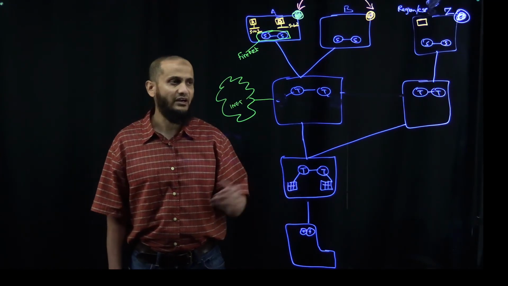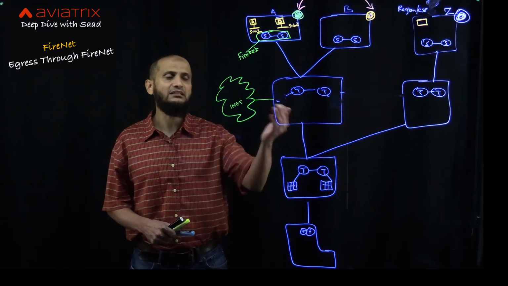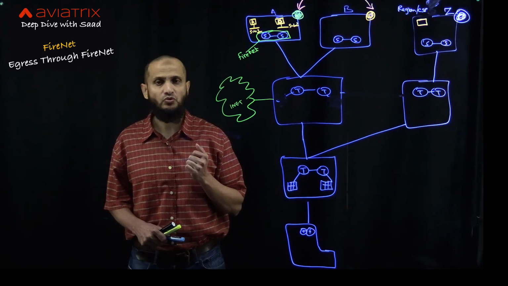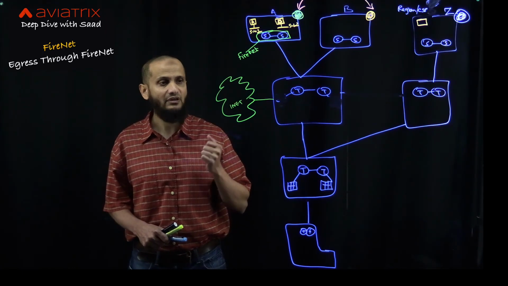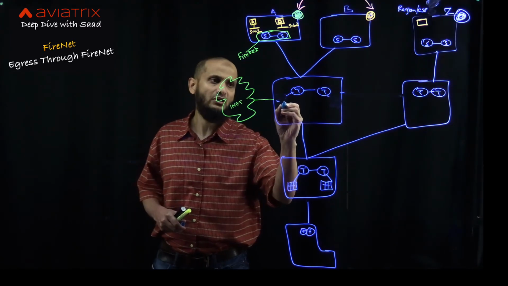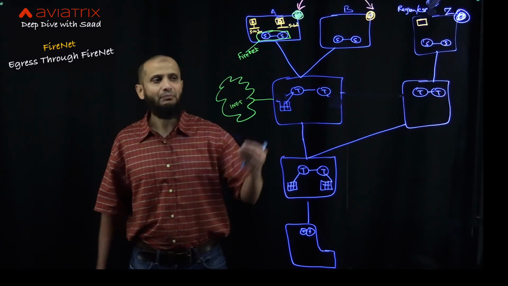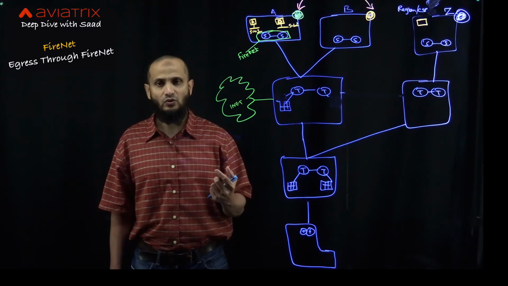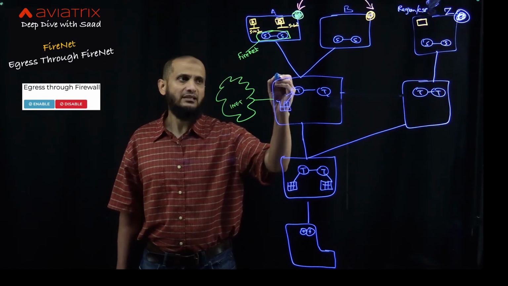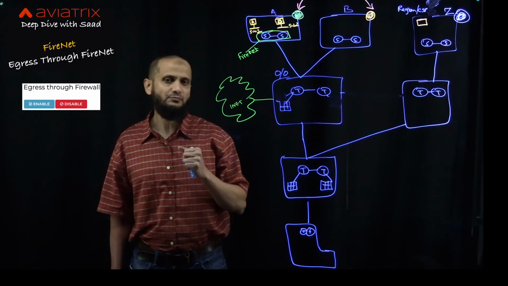So one of the features of the FireNet is egress through FireNet. What it means, basically, is that any time your application requires internet access, you want to make sure the traffic destined for the internet first gets inspected by the firewalls which are in the transit and then goes to the internet. So what happens when you enable this feature on the Aviatrix controller, which is called egress through FireNet, it is going to advertise a quad 0 route to all the spokes which are in the inspected list.